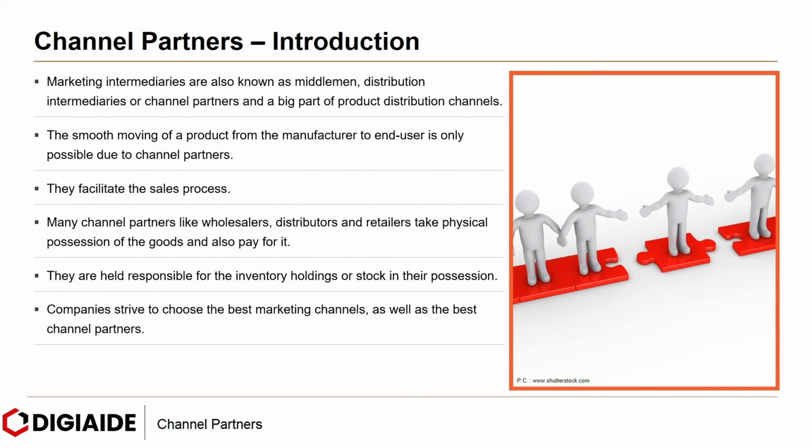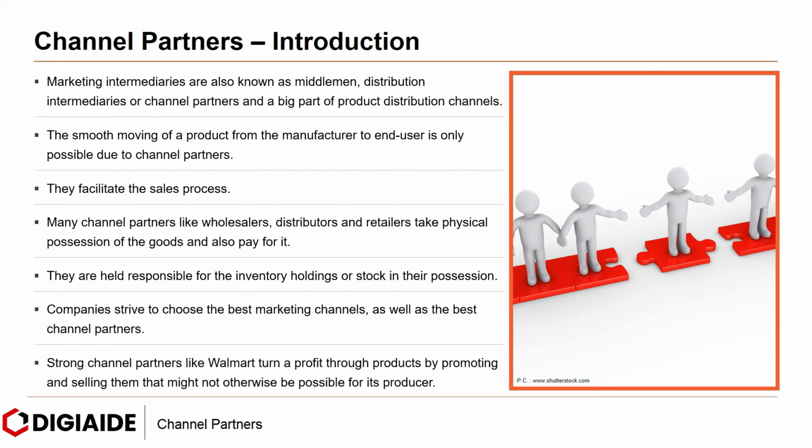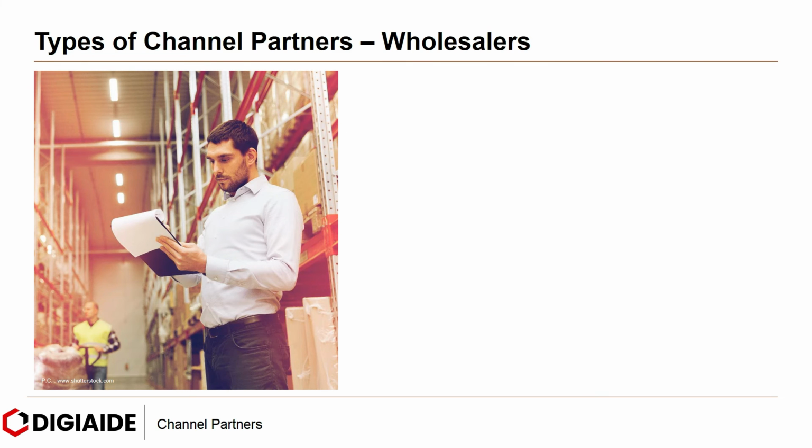Companies strive to choose the best marketing channels as well as the best channel partners. Strong channel partners like Walmart turn a profit through products by promoting and selling them that might not otherwise be possible for its producer. Let's look at the types of channel partners, starting with wholesalers.